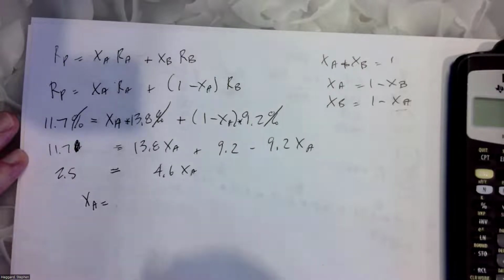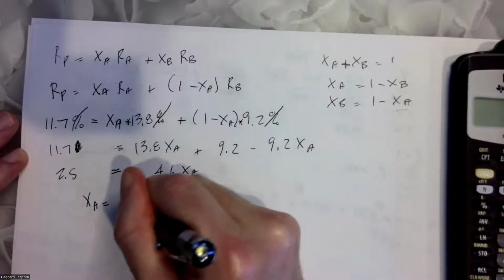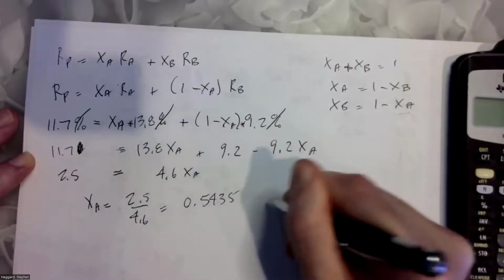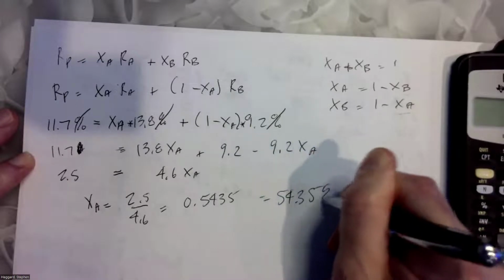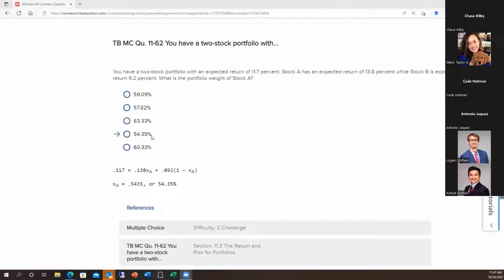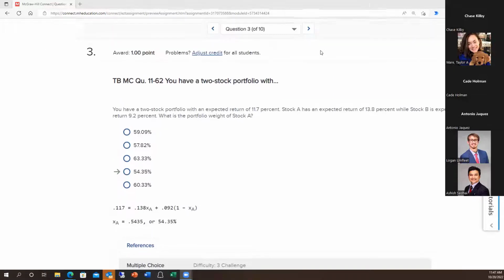Divide by 4.6 on both sides to get 0.5435. Yeah, 0.5435, which is 54.35%. And if we go back to the screen, there it is, 54.35%. Any questions about that one? So the whole trick there was just remembering that the weights always add to 1. Okay, now we're on to number 7.